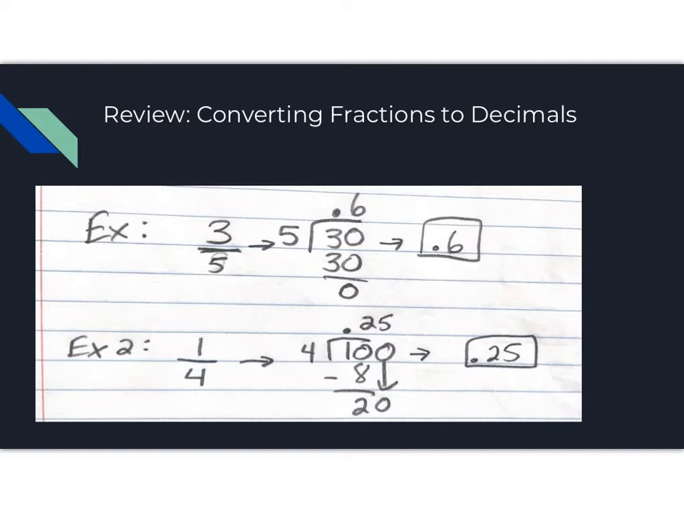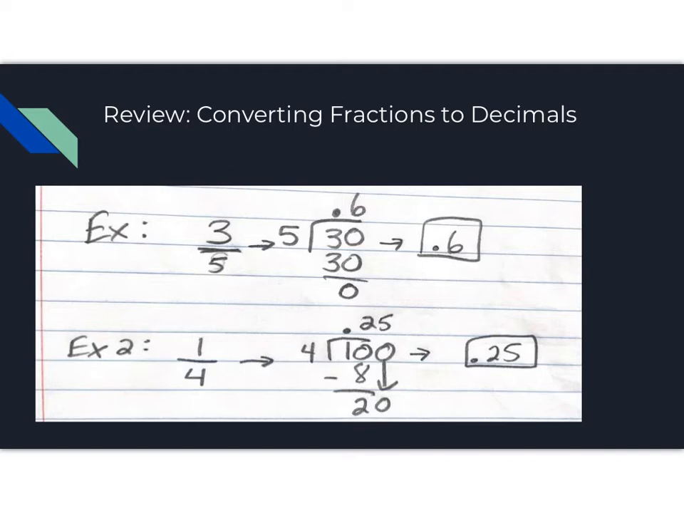Alright, so for the review, we have converting fractions to decimals. So our two examples, we have 3/5 and 1/4. So the first step is you need to divide the numerator by the denominator. Alright, so we have 3 divided by 5. 5 cannot go into 3, so I had to make a decimal up top. That allows me to add my 0 next to the 3. 5 goes into 30 6 times. It goes in evenly. We do not have a remainder. So the answer was 6/10.